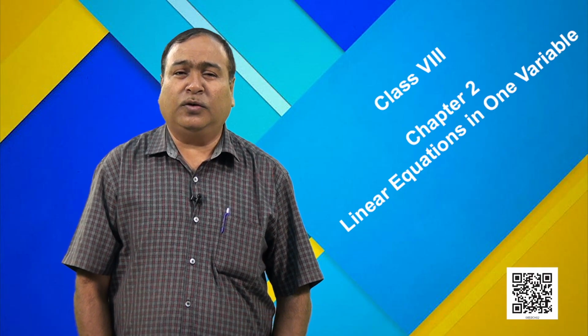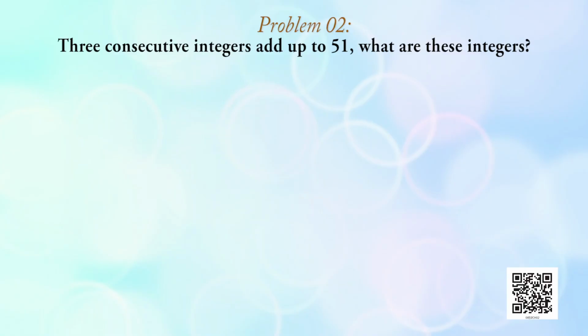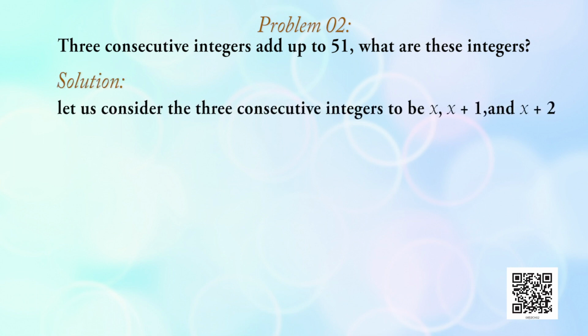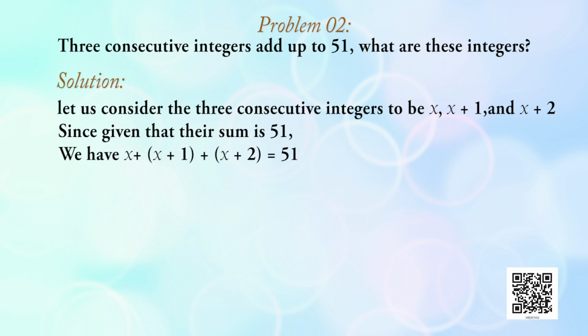Now, let us take one more word problem based on this situation. Problem 2. 3 consecutive integers add up to 51, then what are those integers? Students, let us consider the 3 consecutive integers to be x, x plus 1 and x plus 2. Since it is given that the sum is 51, we have x plus x plus 1 plus x plus 2 is equal to 51. If we add all the x, it becomes 3x, plus 1 plus 2 becomes 3. Therefore, 3x plus 3 is equal to 51.